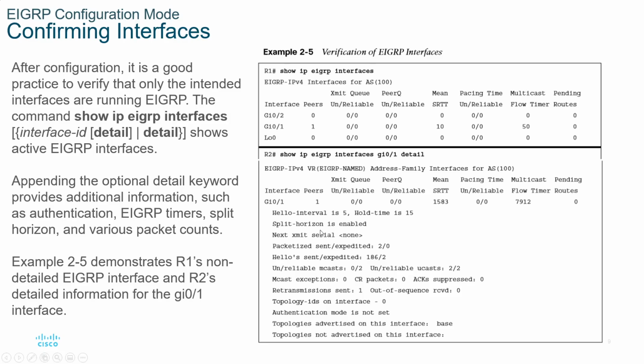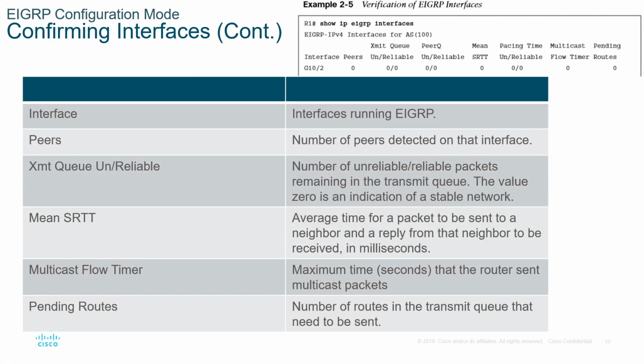So not only the standard information, we also get a little bit more information, such as whether the authentication is on, what its timers are. So here's our hello timer, set to 5, hold down, it's 15. So what's it all mean?